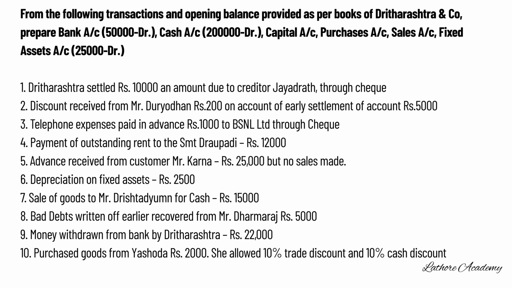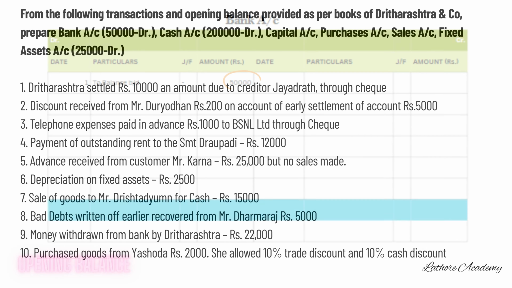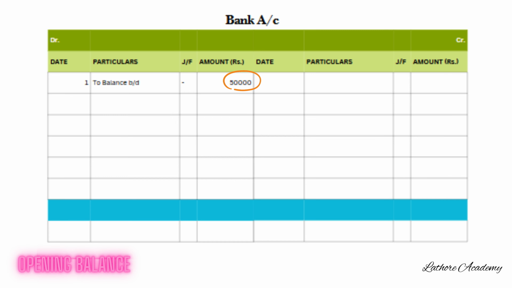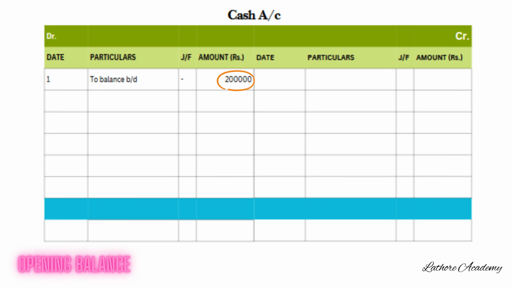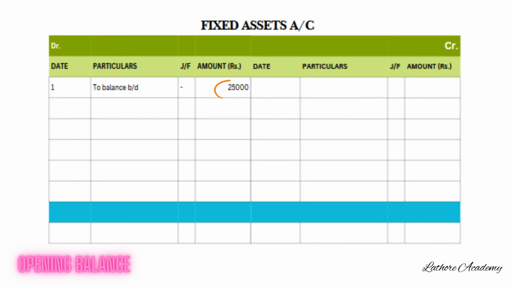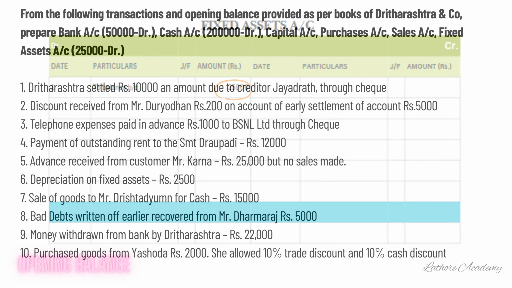The bank account, which is a treasure chest, 50,000 rupees. An asset always shows a debit balance. We have to write it on the debit side as To Balance Brought Down. Next, similarly the cash account, the cash king, 2 lakh rupees they have given. Again, an asset always shows a debit balance, so we write it on the debit side, To Balance Brought Down, 2 lakhs. And the fixed asset, the reliable old timers, again an asset, always shows a debit balance, 25,000 rupees. So on the debit side, To Balance Brought Down, 25,000 rupees.